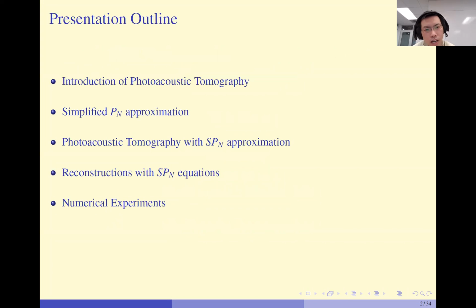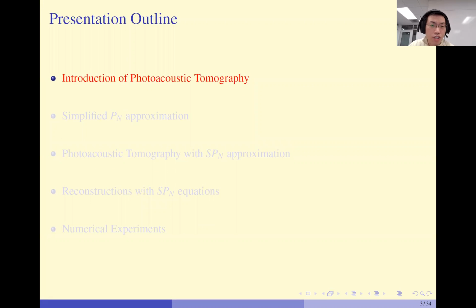This is an outline of this talk. First, I'm going to quickly give a review of photoacoustic tomography. Then we introduce the simplified PN approximation, which is a simplified model for the radiative transport equation. Then we combine them to study photoacoustic tomography and show some results about that. Okay, so first, the introduction to photoacoustic tomography.